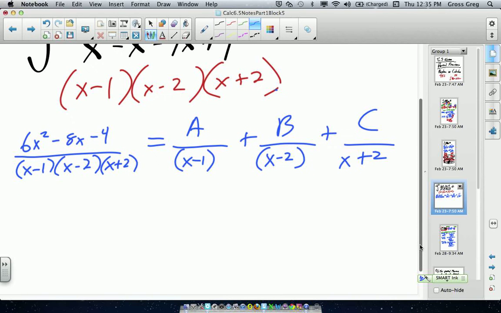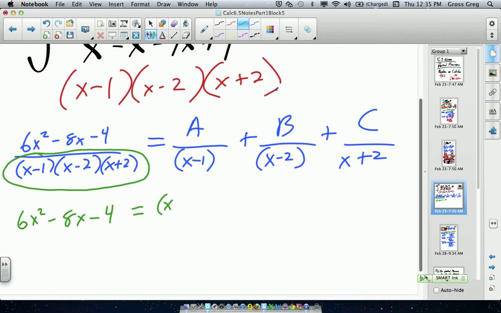All right, so from here, if I multiply both sides by this denominator, the x minus 1 times x minus 2 times x plus 2, I'm going to be left with just 6x squared minus 8x minus 4 on the left, and on the right, the x minus 1's cancel, so I have x minus 2 times x plus 2 times a, plus x minus 1 times x plus 2 times b, plus x minus 1 times x minus 2 times c.